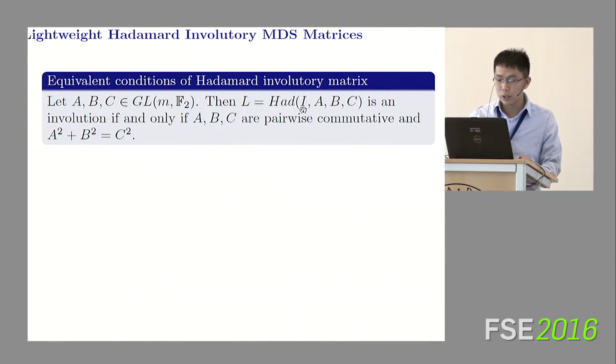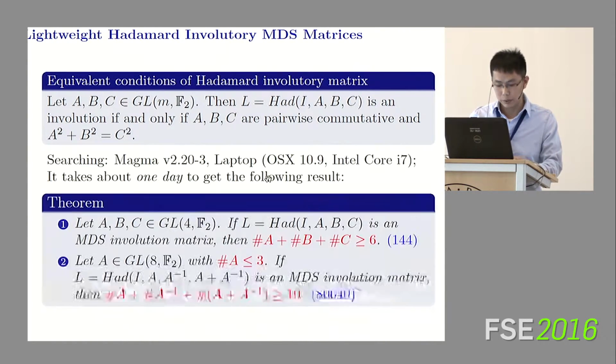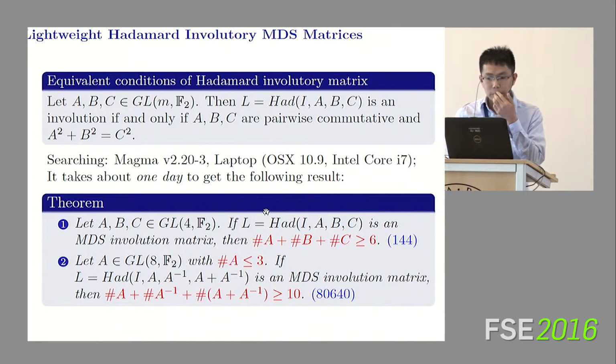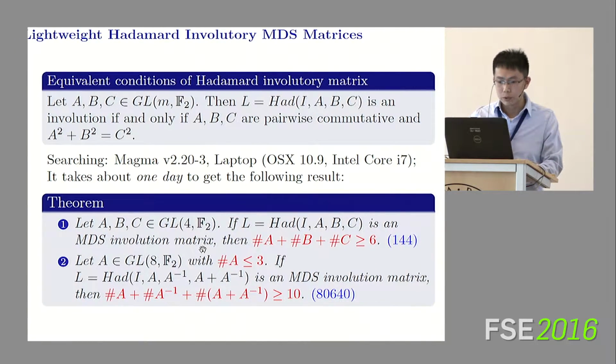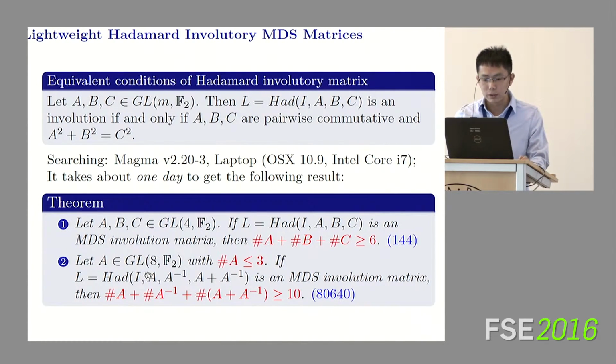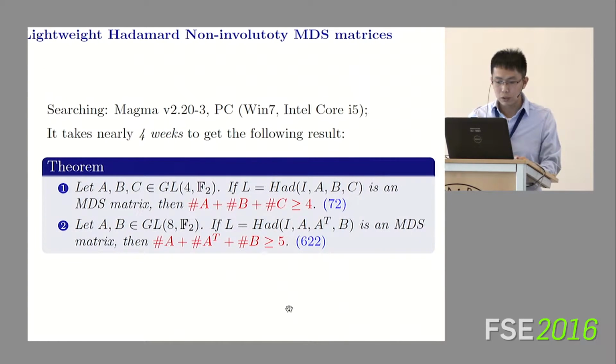We would also like to point out that this condition arises because one of the entries is the identity matrix. If we remove this supposition, the case will be different. We also searched it on a laptop computer, and it takes nearly 1 day to get the result. When m equals 4, the lower bound on XORs of one row's entries is 6. And when m equals 8, the fewest XORs we get is 10.